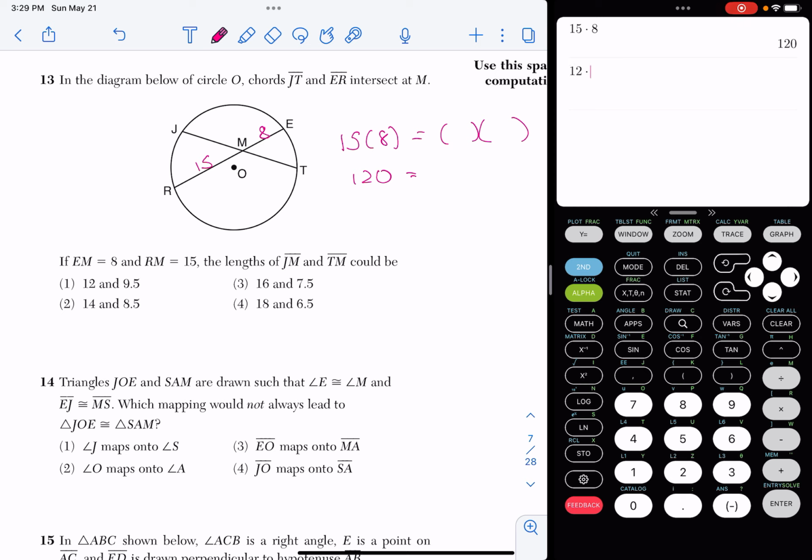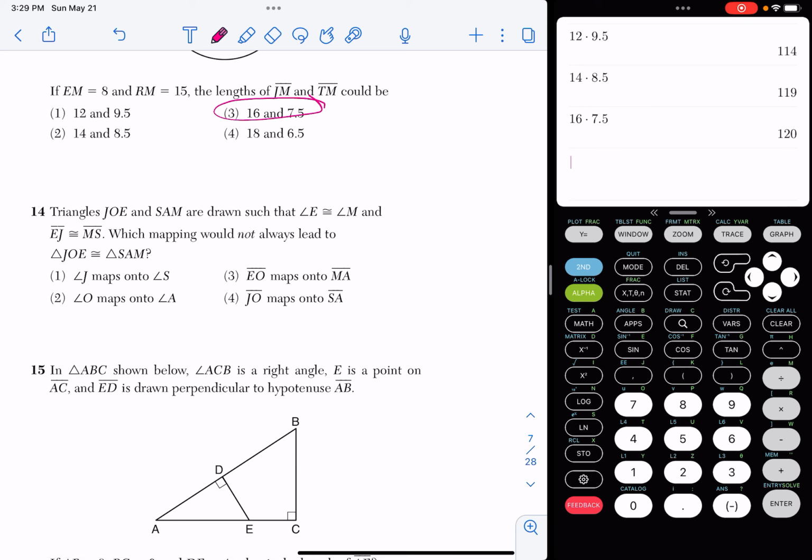So 12 times 9.5, we'll try choice 1. That one's no good. Choice 2, 14 times 8.5, no good. Choice 3, 16 times 7.5, that one works. We get 120, and then our answer is 3.